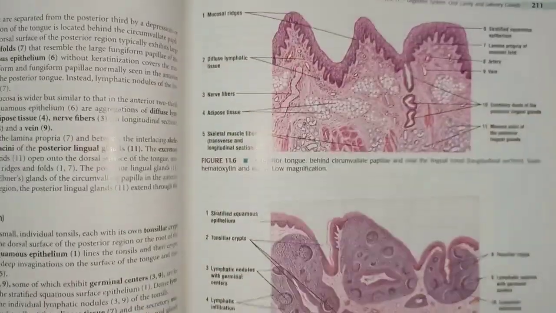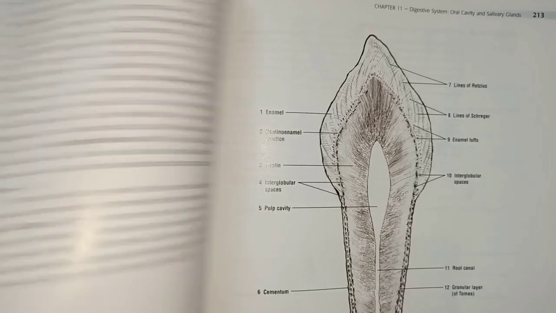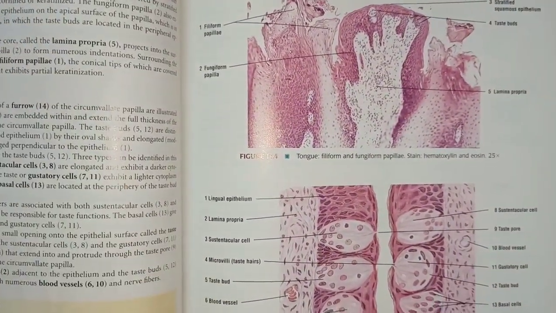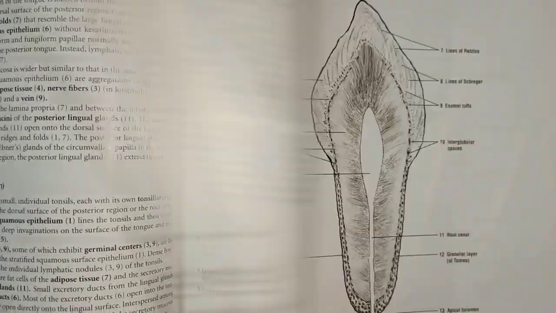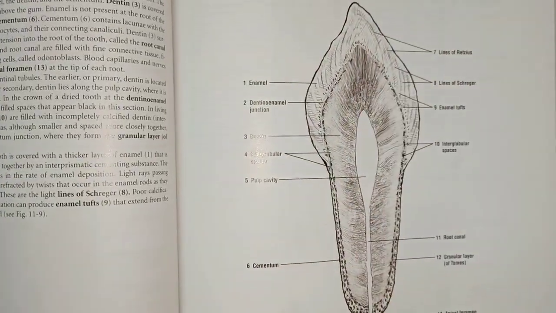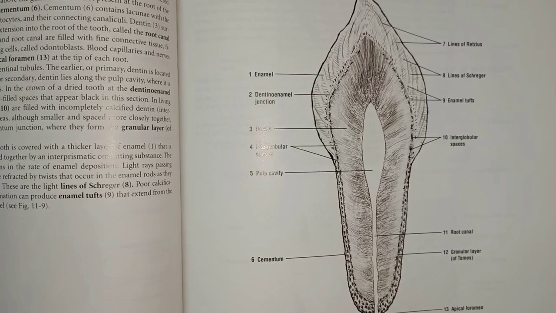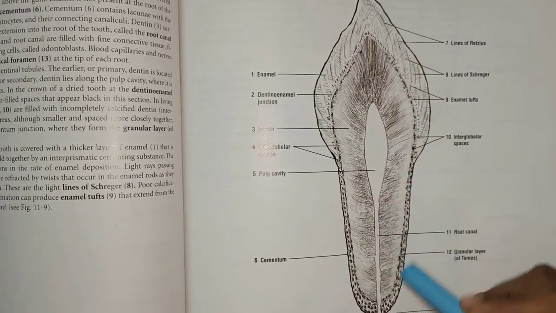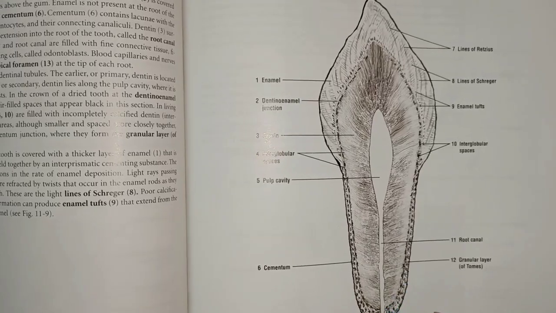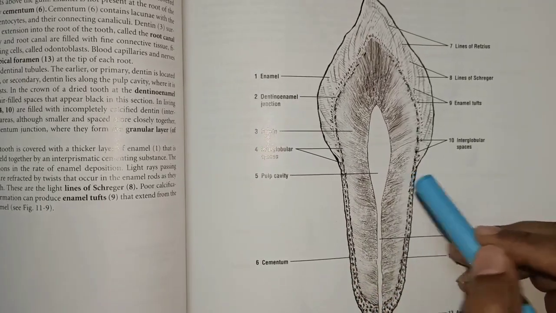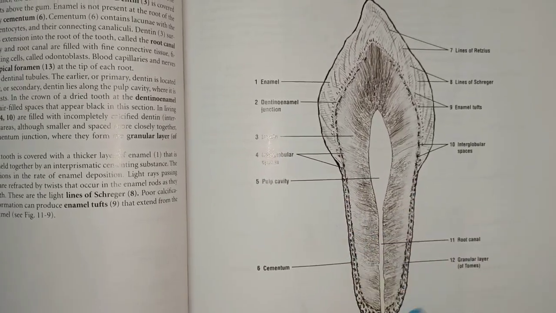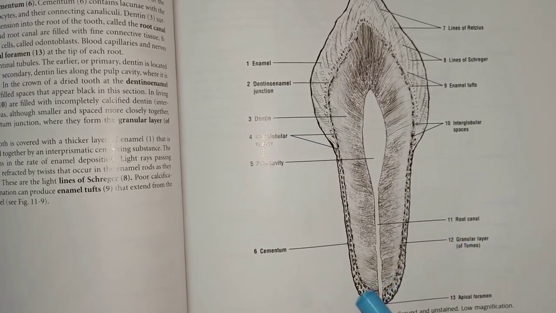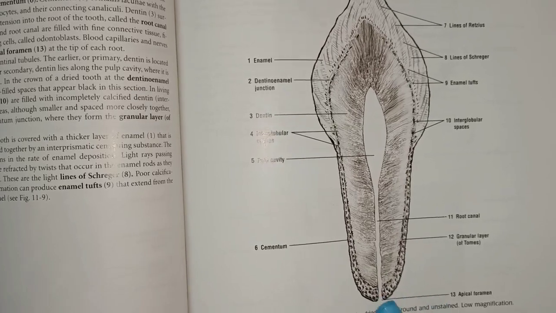They've explained the oral cavity, the tongue and all. They explained the mucosa, the different types, and taste buds. Here they have also given a cross-sectional view of a tooth, where this is the enamel, here is the dentin, and here is the cementum. This portion is called the cellular cementum, and in the cervical region you can see the acellular cementum, where cementocytes are absent. More densely, cementocytes are present in the cellular cementum.